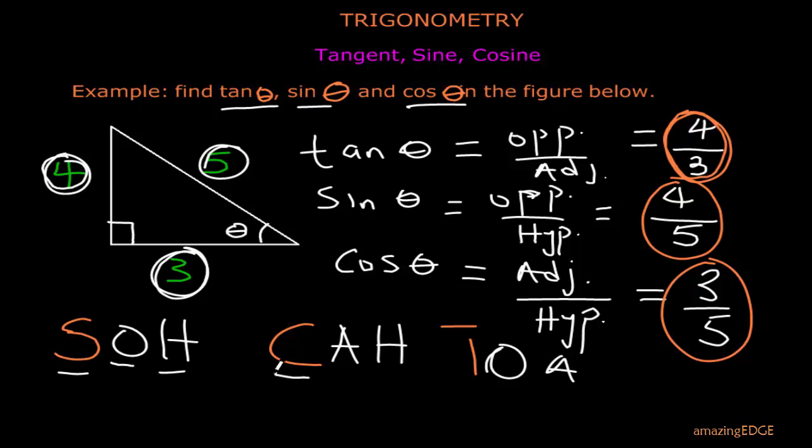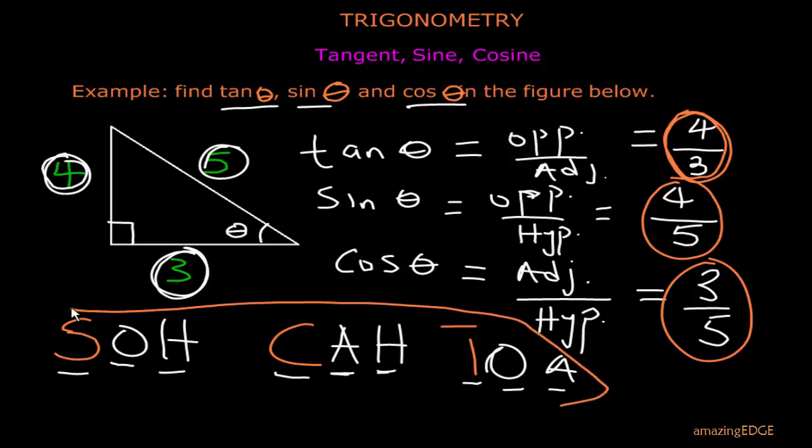Then this C means cosine. So when you are dealing with cosine, you know it is adjacent over hypotenuse. So the A is adjacent, the H is hypotenuse. And when you are dealing with tan, so T is tan, it is always opposite over adjacent. So O is the opposite and A is the adjacent. We always use this one in high school. So this gives us a quick reminder when we are dealing with trigonometry.